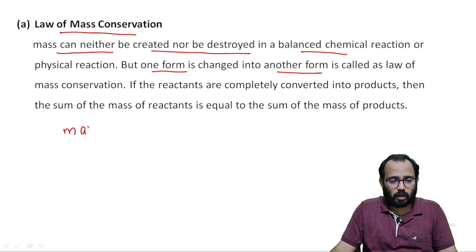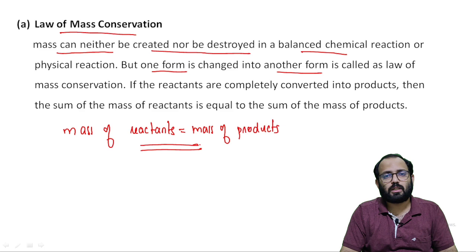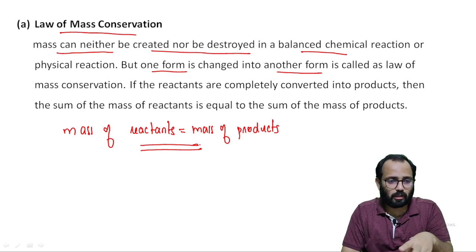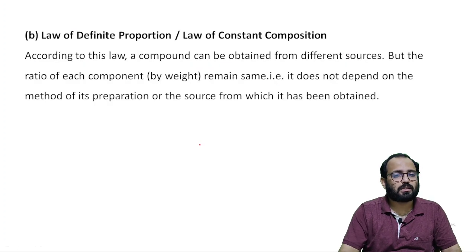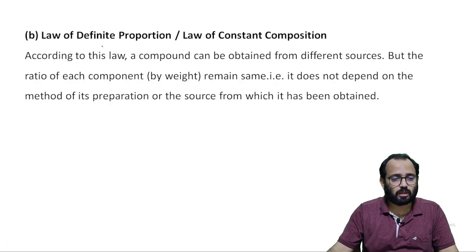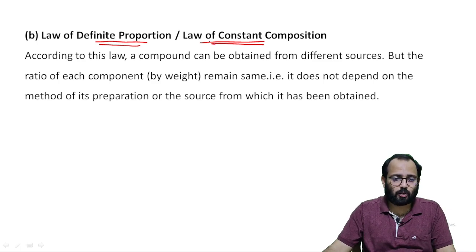We can say that the mass of reactants will be equal to the mass of products in a chemical reaction. In a chemical reaction, mass of reactants should be equal to the mass of products. If it is equal, then it is according to the law of conservation of mass. Then the second law we have to discuss is the law of definite proportion, or we can call it the law of constant composition. What is it? Let's find out.